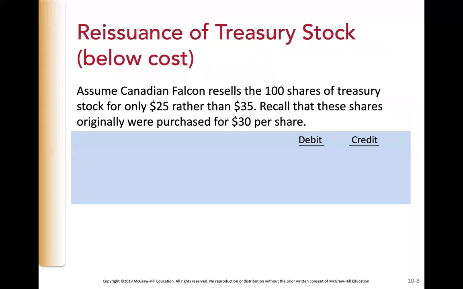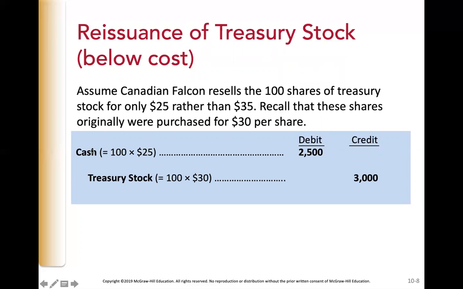What if we had issued treasury stock below what we paid for it? Assume now that they resell the 100 shares of treasury stock for only $25 and we had paid $30. How would that journal entry look? How much cash did we receive? Well, we sold 100 shares for $25. We would receive cash for $2,500.